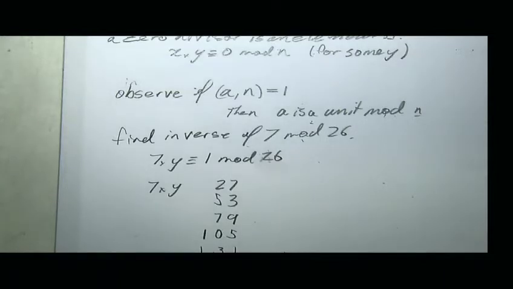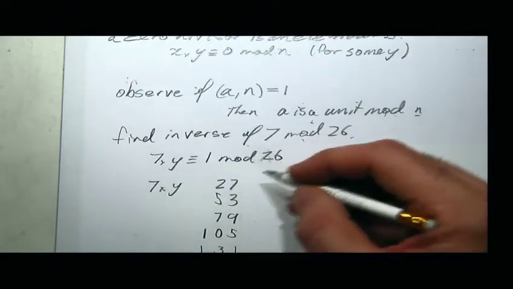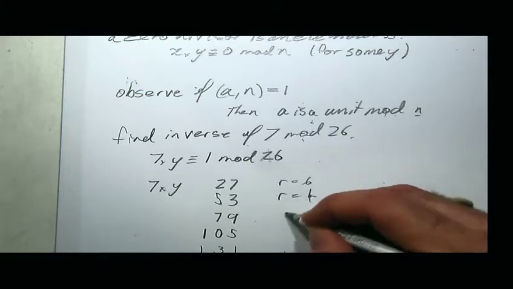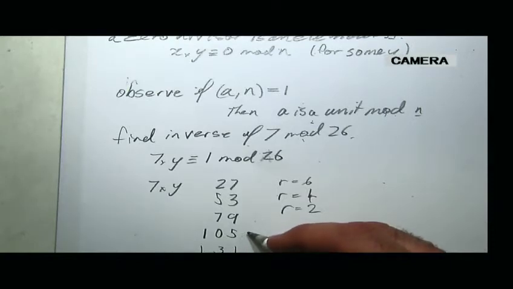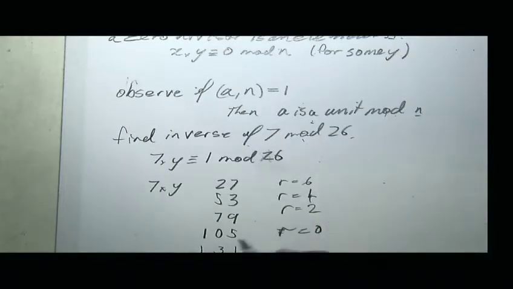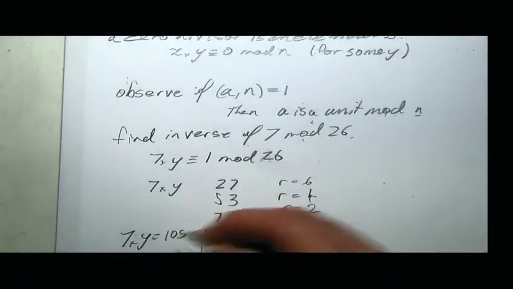So I want 7 times y to be equal to one of these numbers. So I want it to divide evenly. If I do this, 27 divided by 7 gets me remainder 6. Here, my remainder would be 4. Here, my remainder would be 2. Here, it turns out to be 0. This is, without doing the reduction mod 26, the value that I can pick. So 7 times y is equal to 105.